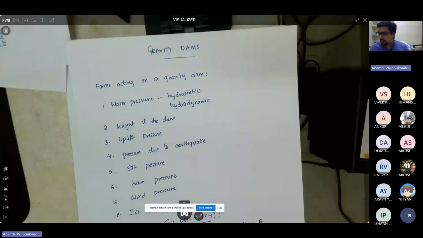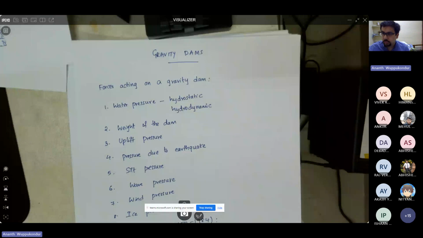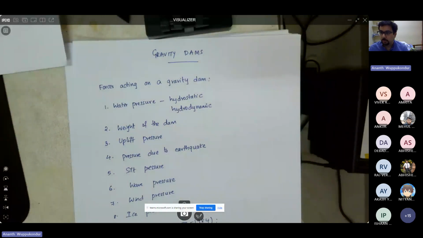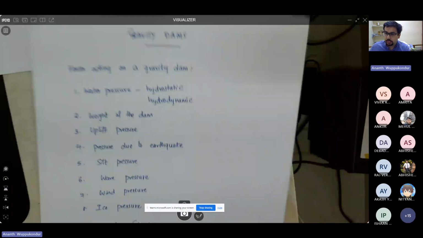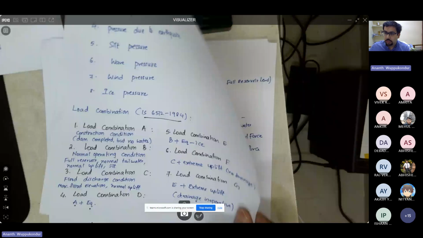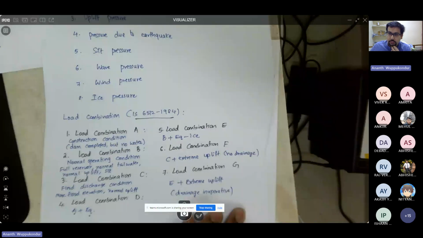Okay. So in the last class, we started on design of gravity dams, and we looked at how to calculate the different forces acting on dams. So we started with water pressure, and then uplift, pressure due to earthquake, hydrodynamic forces due to earthquake, silt pressure, wave pressure, wind, and ice. So we looked at calculation of all these different types of forces, and then what we did was to look at the combinations of loads for different conditions as prescribed by the IS standard, which is 6512 1984.